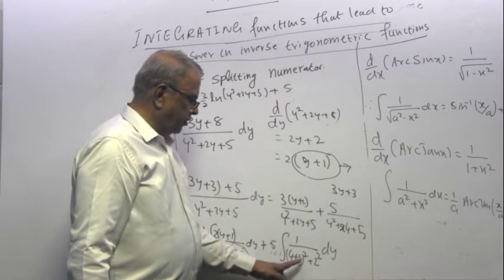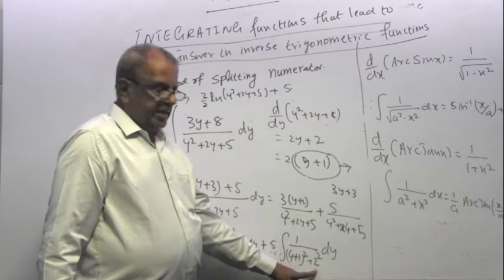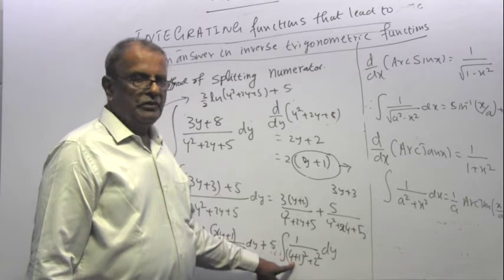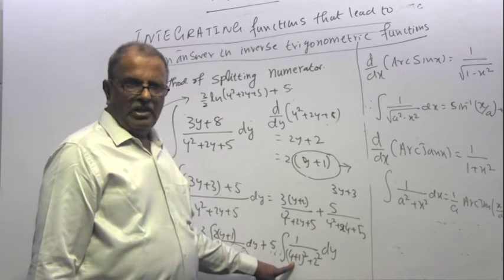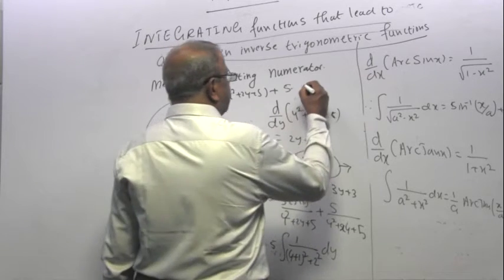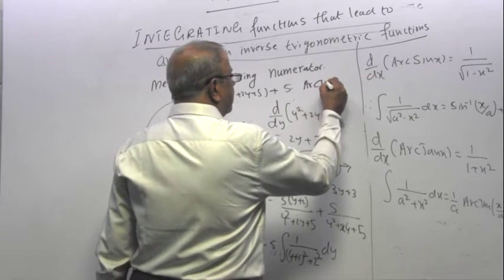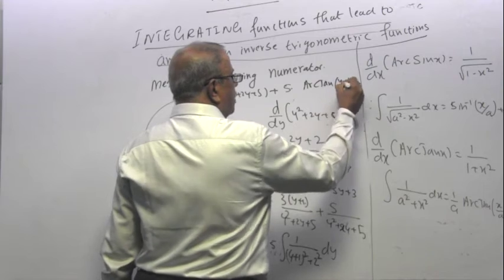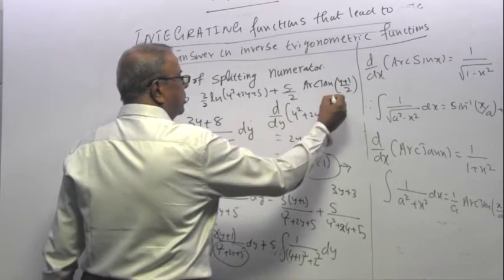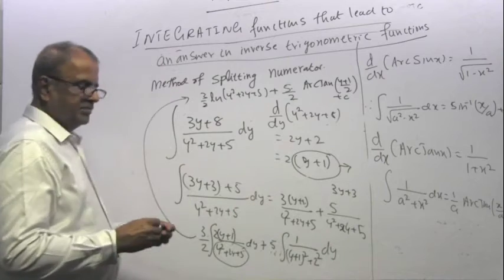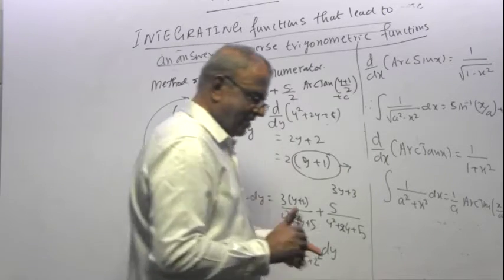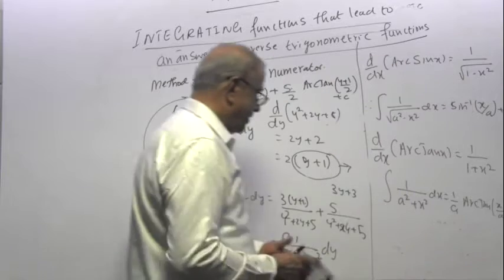1 over x squared plus a squared. In place of x, I have y plus 1. When you differentiate y plus 1, you get a constant. So I can integrate directly. So that is arc tan y plus 1 over 2, 1 over a, your a is 2, plus c. You understand that? The next question is pretty interesting.